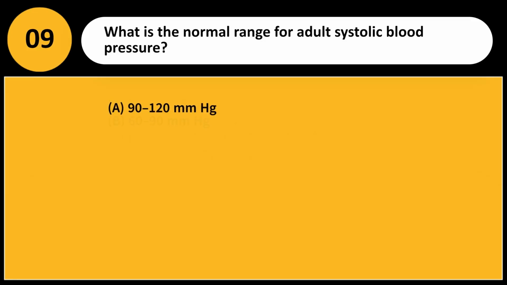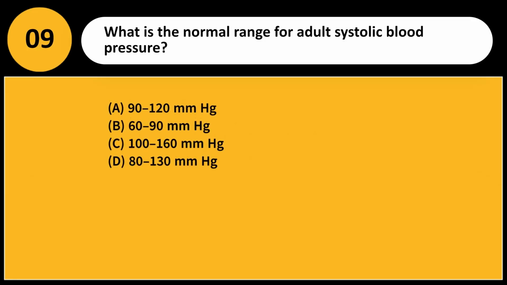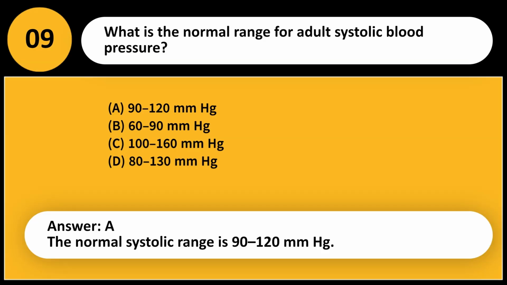What is the normal range for adult systolic blood pressure? A. 90 to 120 millimeters of mercury. B. 60 to 90 millimeters of mercury. C. 100 to 160 millimeters of mercury. D. 80 to 130 millimeters of mercury. Answer: A. The normal systolic range is 90 to 120 millimeters of mercury.